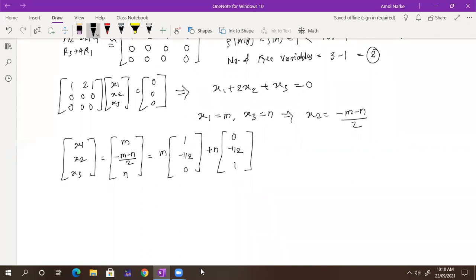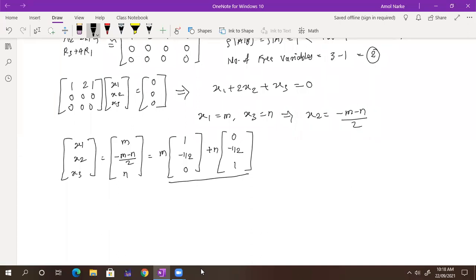So what are the coefficients of m that remain here? 1. Here the coefficient is minus 1 by 2. Here the coefficient is nothing, that is nothing but 0. I take n common out. Here the coefficient is 0, here minus 1 by 2. If I add those two equations, I will get this equation.